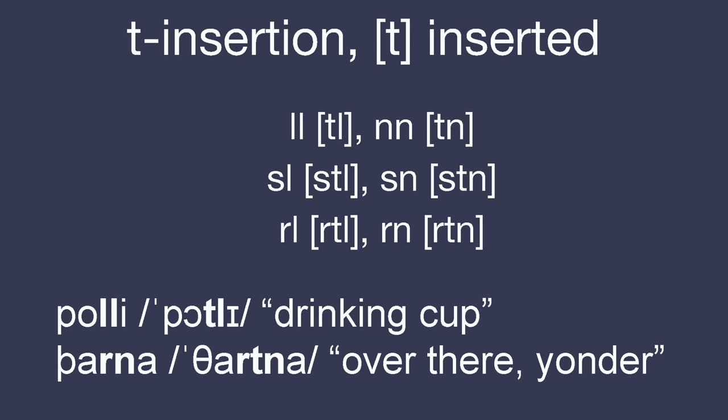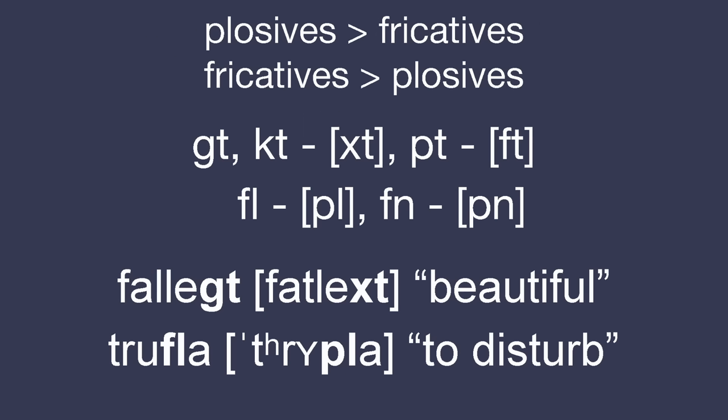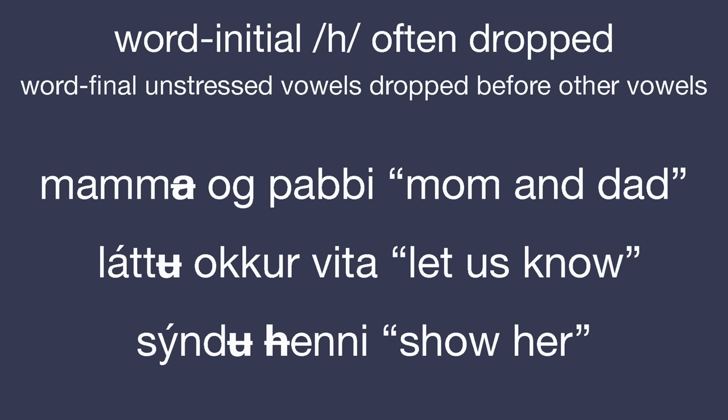There's also t insertion, where other consonants, both in clusters or alone, have a t sound added before them. Plosives sometimes become fricatives in consonant clusters, and sometimes fricatives become plosives. Initial h is usually dropped when not starting a sentence, and while Icelandic lacks vowel reduction, word final, unstressed vowels are often dropped when the next word begins with a vowel.